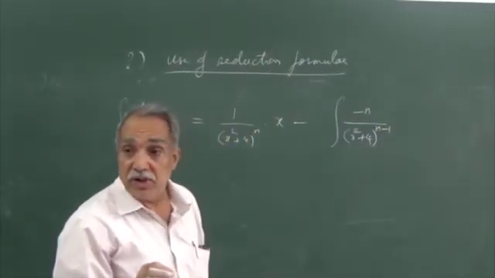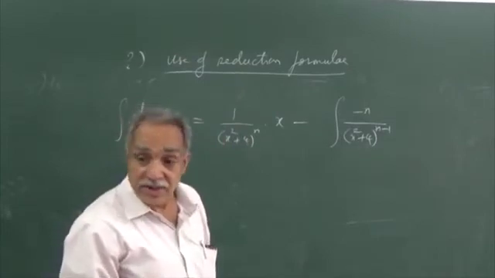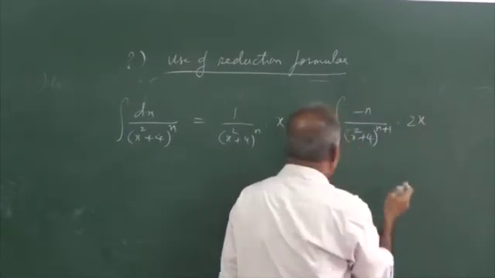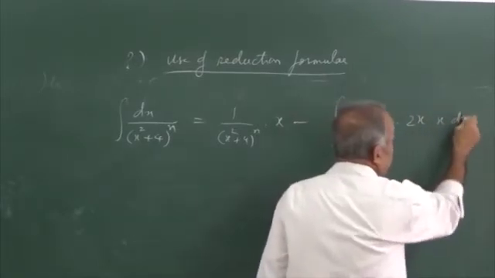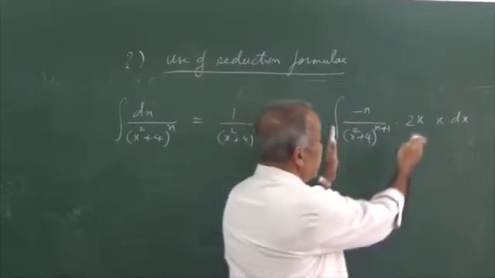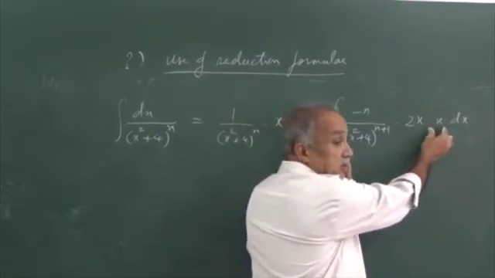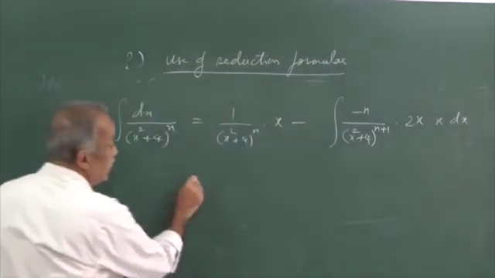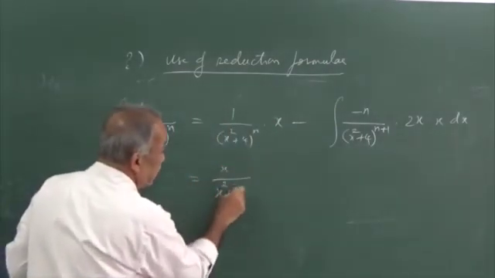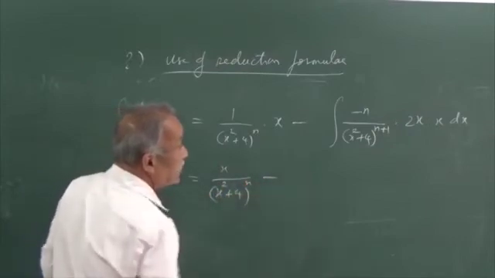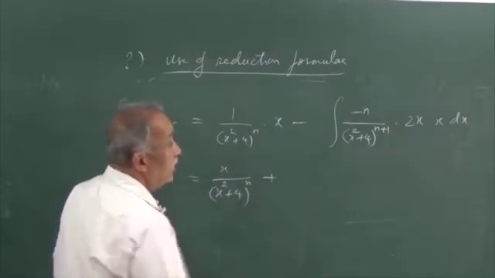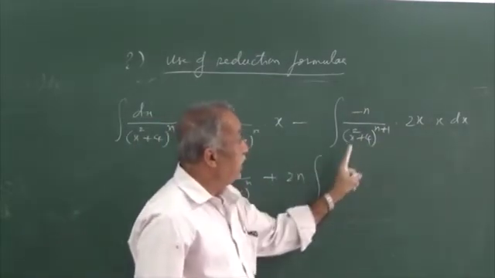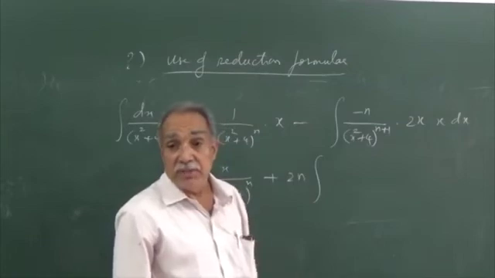Correct? n minus 1 or n plus 1? n plus 1, into derivative of x square plus 4, 2x, into integral of second, dx. This much is derivative of first, and this is integral of second. This is x by x square plus 4 to the power n minus of minus 2n into, I am getting x square by x square plus 4 to the power n plus 1.